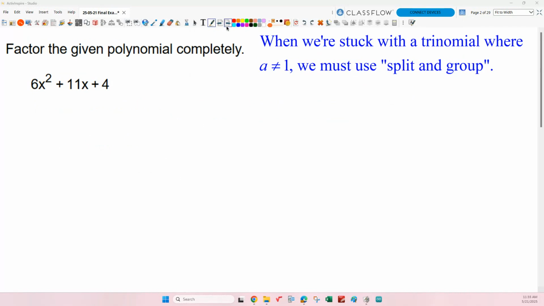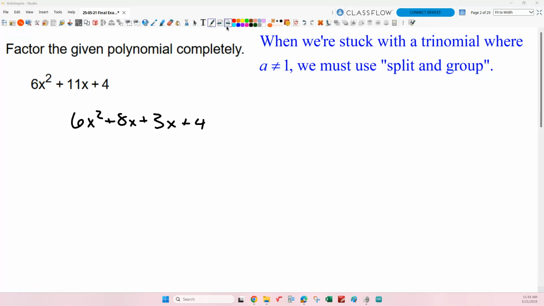So when we use split and group, what do we have to do? What's our first step usually? A times c. So if I multiply a times c here, what do I get? 24. So what multiplies to 24 adds to 11? 8 and 3. So then I have 6x squared plus 8x plus 3x plus 4. Okay, what's my next step?